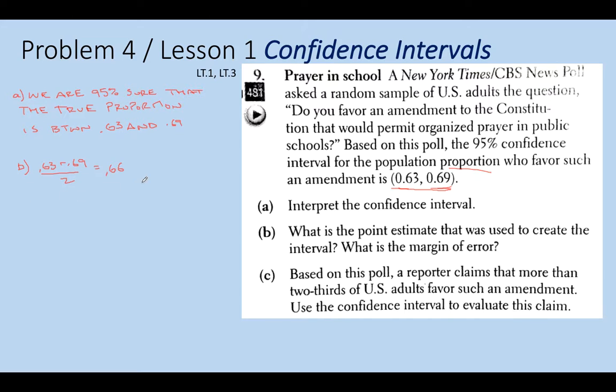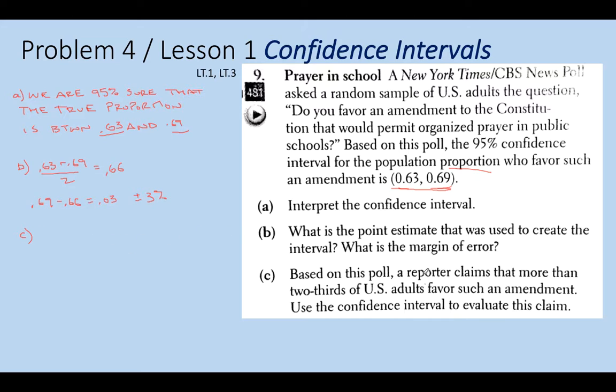And then what is our margin of error? Well, if this is right in between, all we'd have to do to find the margin of error is just go 0.69 minus 0.66, and we get 0.03. So basically, it's plus or minus 3%. If this is my point estimate, this is what I'm telling people my guess is of the true proportion. I've got 3% above to the 0.69. I've got 3% below to the 0.63.